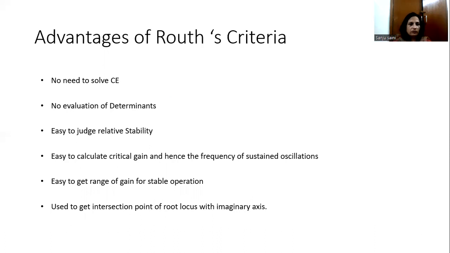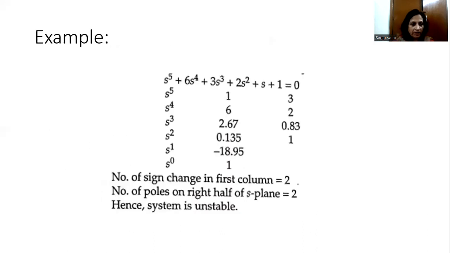And in case we are using the Hurwitz criterion, then we have to evaluate a number of determinants, which is not required in the case of the Routh criterion. With the help of the Routh criterion, we can easily judge the relative stability, and we can easily calculate the critical gain and the frequency of the sustained oscillation. And we can easily get the range of the gain for the stable operation of the system. The Routh criterion is also used to get the intersection point of the root locus with the imaginary axis.